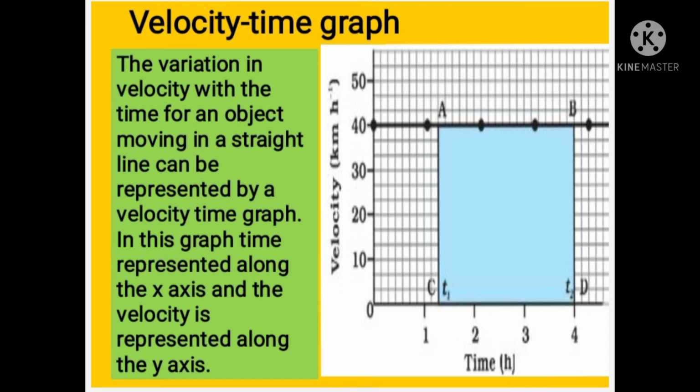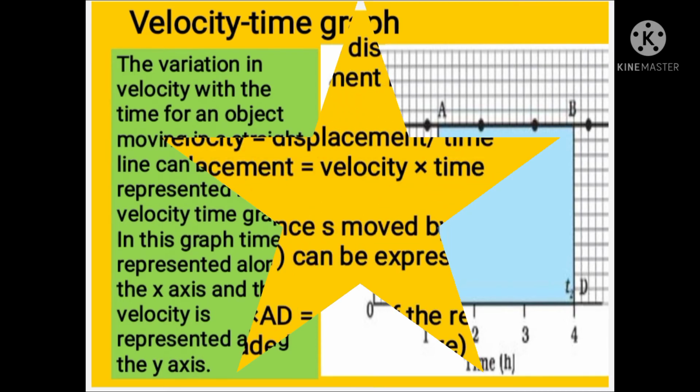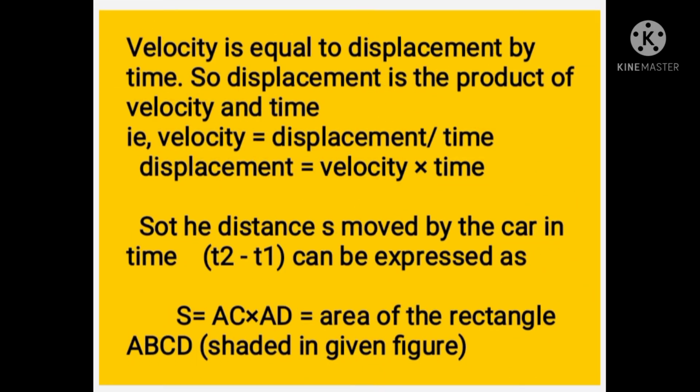The velocity time graph for a car moving with a uniform velocity of 40 km per hour is represented in this graph. We know that velocity is equal to displacement by time. So displacement is equal to velocity into time. In a straight line motion, the displacement and the distance are equal.